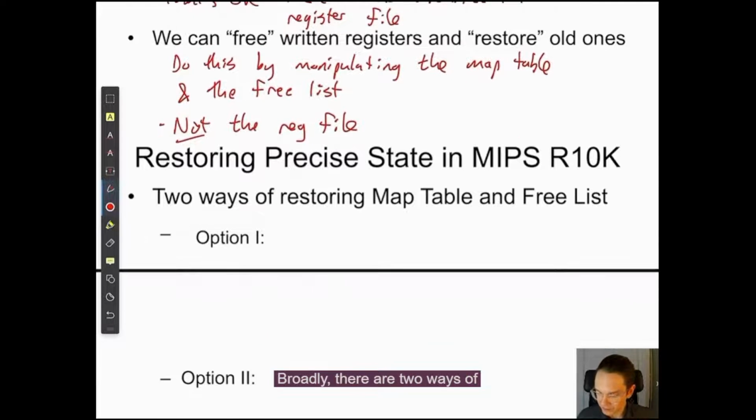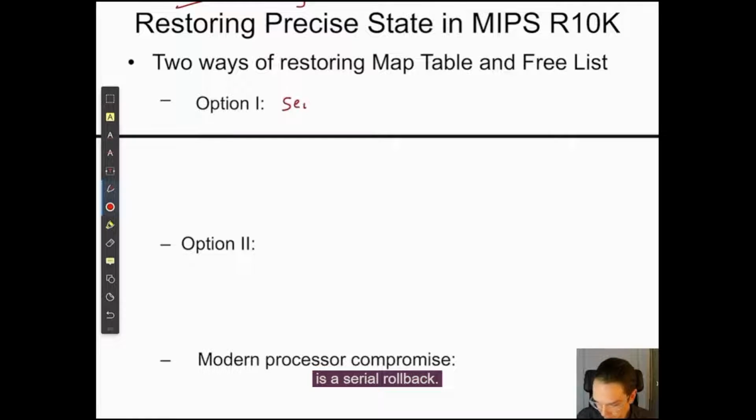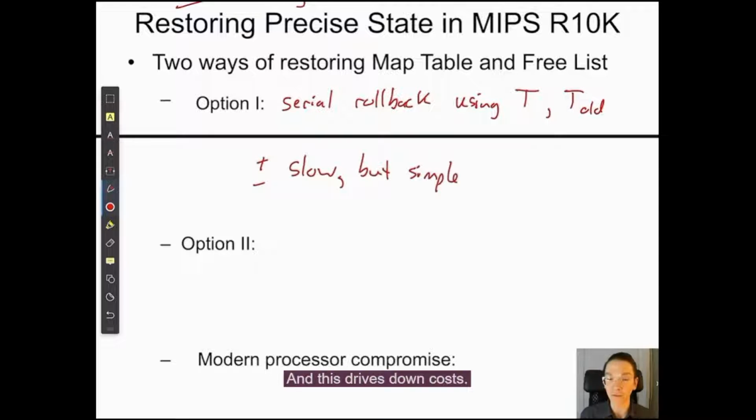Broadly, there are two ways of restoring the map table and the free list so that we can ultimately restore precise state in the MIPS R10k design. Option one is a serial rollback using the current output tag and the old output tag for every instruction. That is, when we need to abort and restart, either due to a discovered branch misspeculation or an exception, one by one, we restore the map table to point to t old and we free the physical register pointed to by the new output tag t. There are trade-offs in this design, so really there's a plus and a minus here. This approach is slow, it's sequential, but it's simple. And this drives down cost.